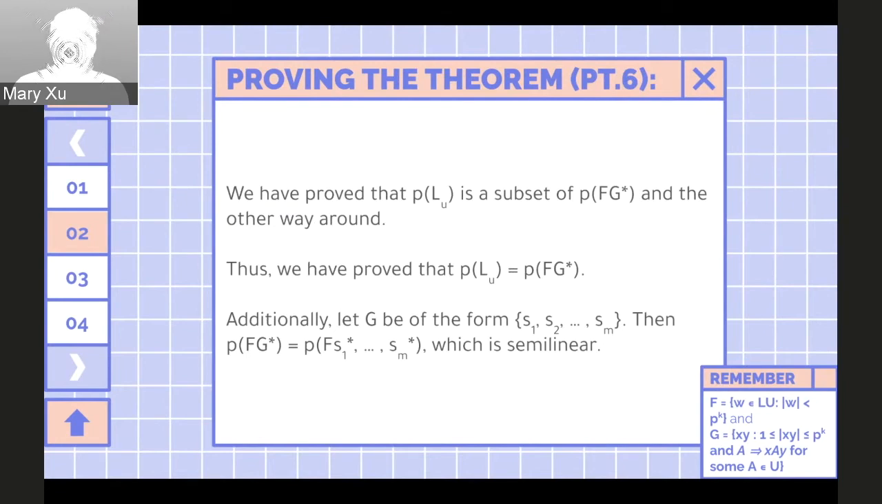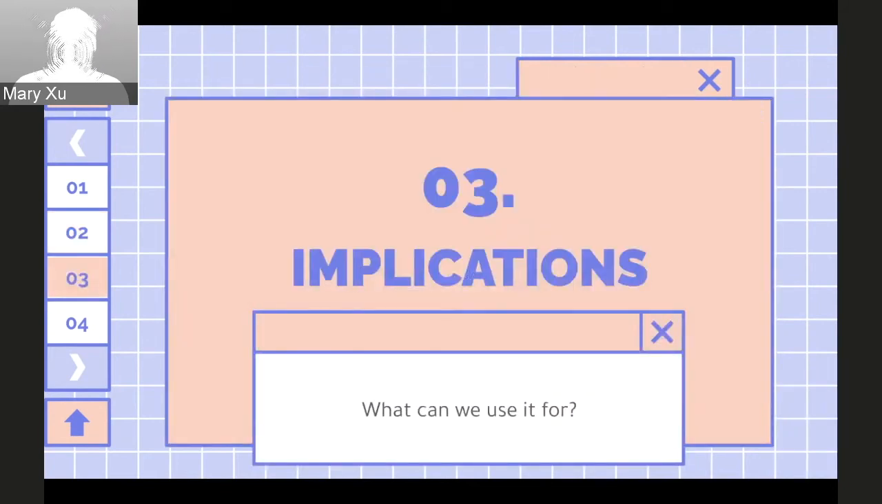So finally, to wrap this proof up, we've proved that PLU is a subset of PFG star and the other way around. So from that, we have also just proved that PLU equals PFG star. And additionally, to prove the second part of this proof, if you let G be of the form S1, S2 all the way to Sm, then PFG star equals PF S1 star, F2 star all the way to Sm star, which is semilinear. Now, let's go into some of the implications and talk about what this theorem can be used for.